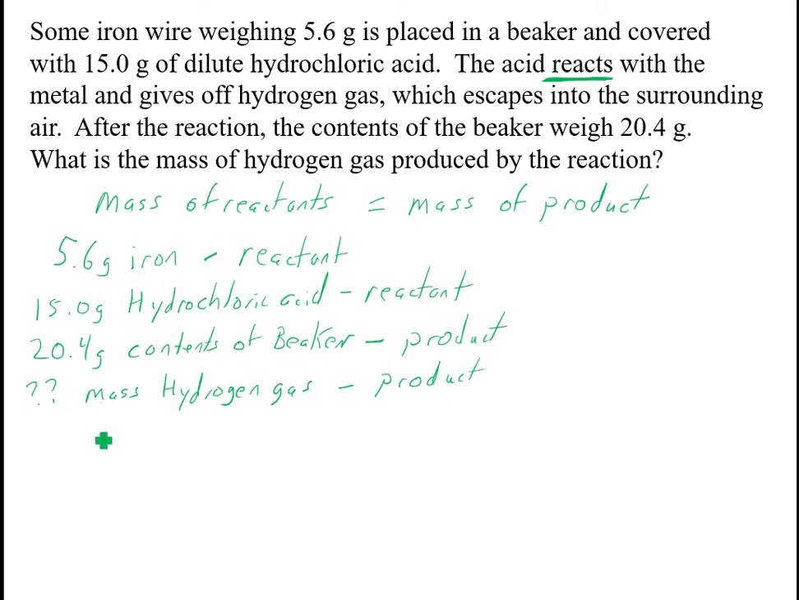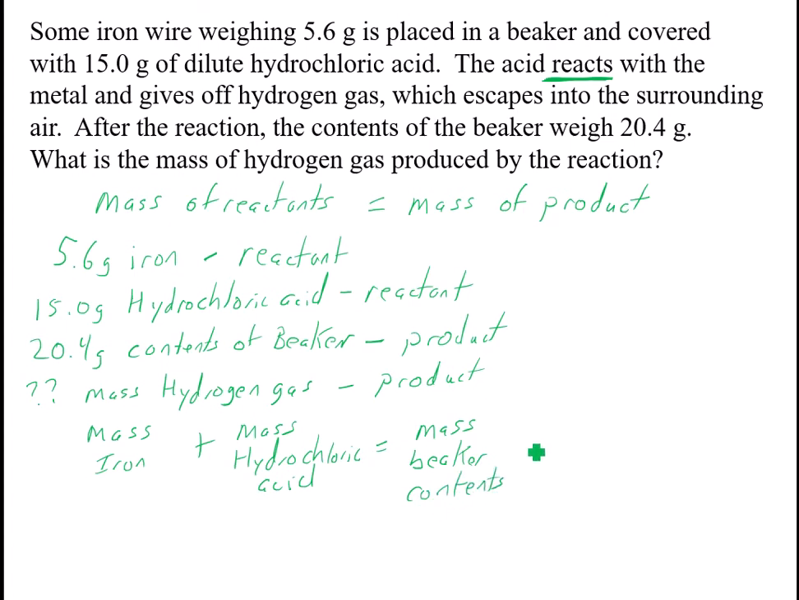So what I have is the mass of the iron plus the mass of hydrochloric acid has to equal the mass of beaker contents plus the mass of hydrogen gas. So the iron was 5.6 grams. The hydrochloric acid was 15.0 grams. The contents of the beaker was 20.4 grams. And this is what I don't know, so I'm going to make that X.